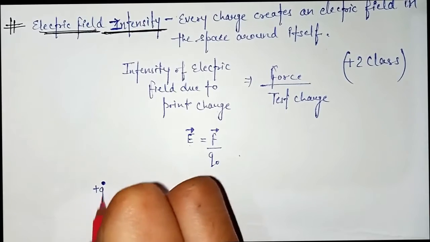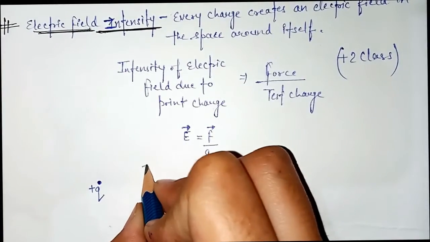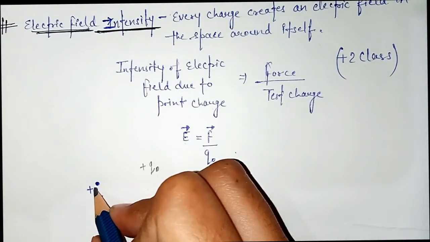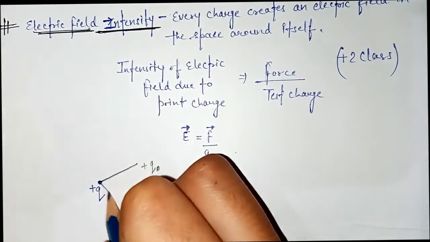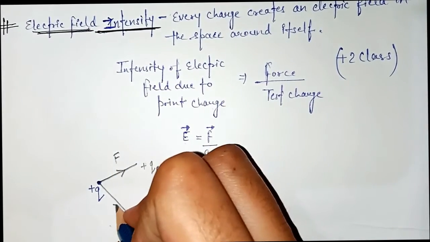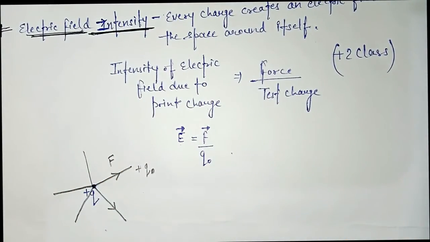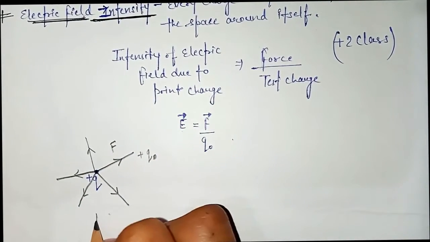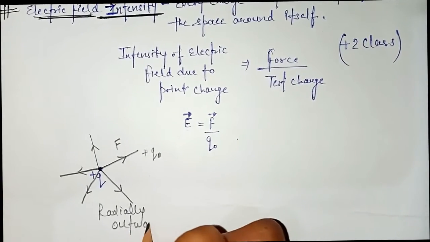Suppose I have a plus Q charge. For creating an electric field, we put a test charge, which is always positive, represented like that, Q naught. As you know, same charges repel each other. That means it creates a force in this direction. These are the field lines, radially outwards. For a positive charge, the electric fields are radially outwards.